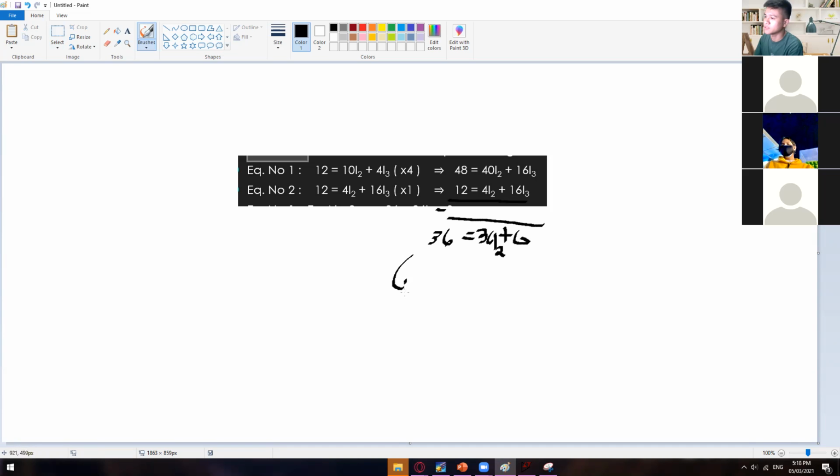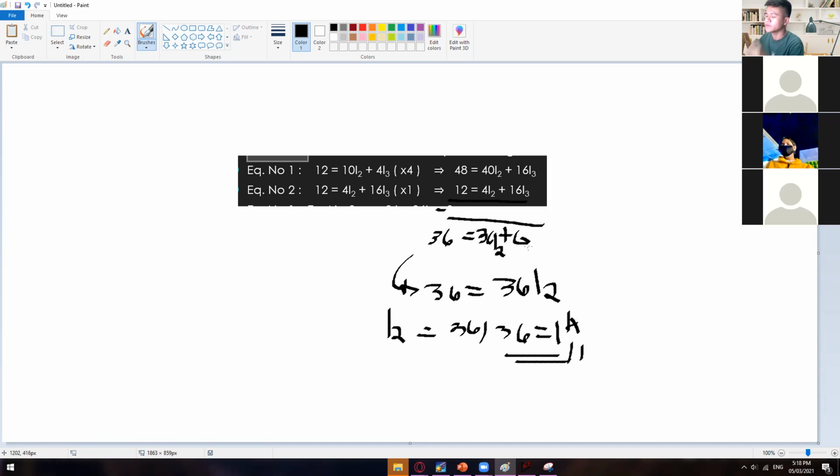So medyo magulo, ayusin ko lang. So 36 is equal to 36 I sub 2. So there you go. And then from here, you can now solve for the I sub 2. I sub 2 is equal to 36 divided by 36 is equal to 1. Okay, 1 amp.